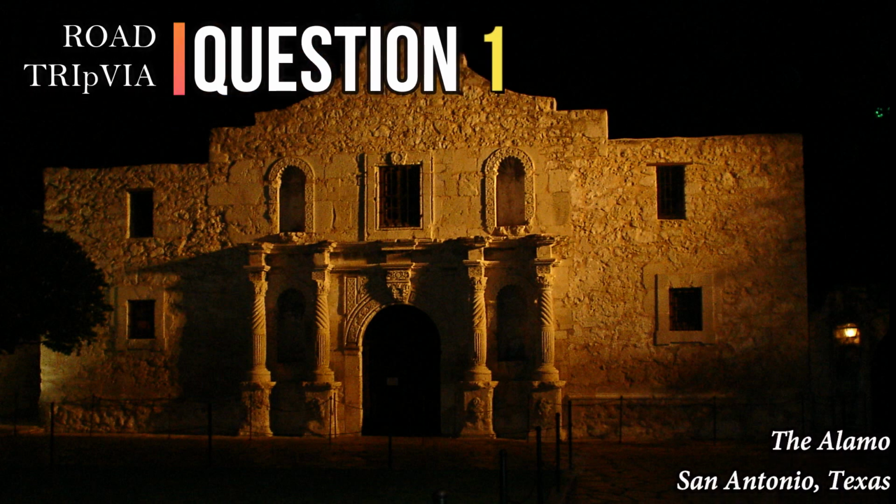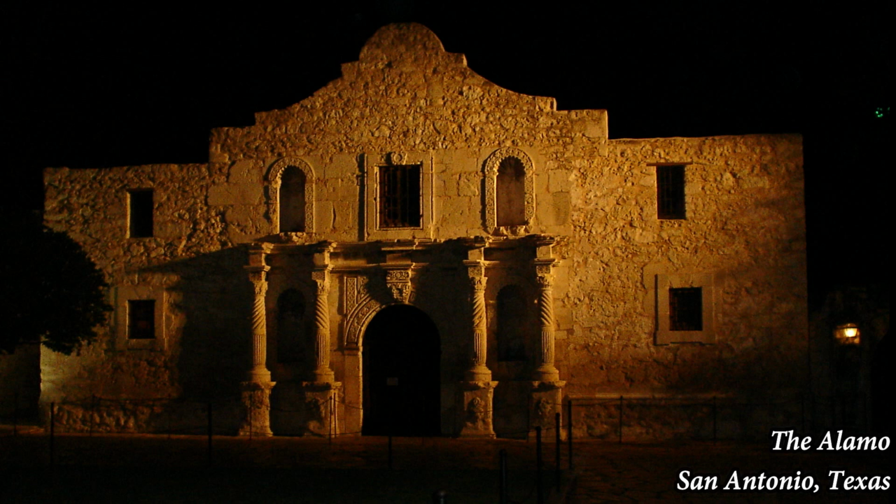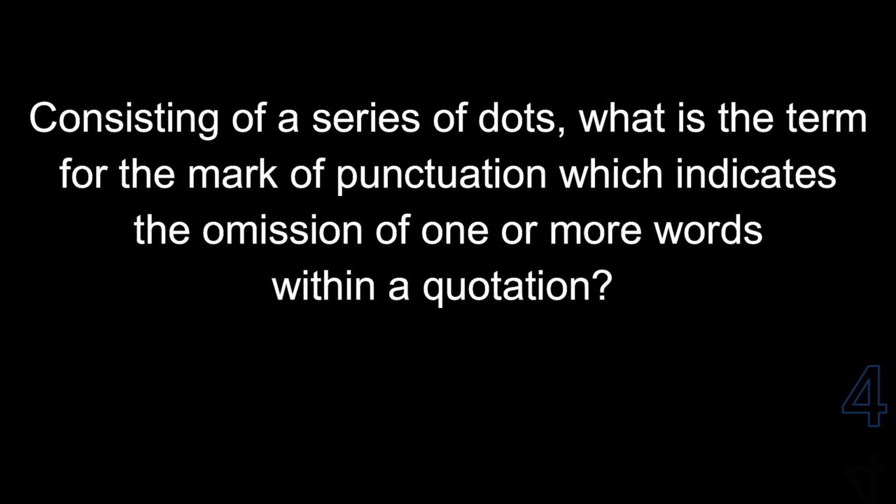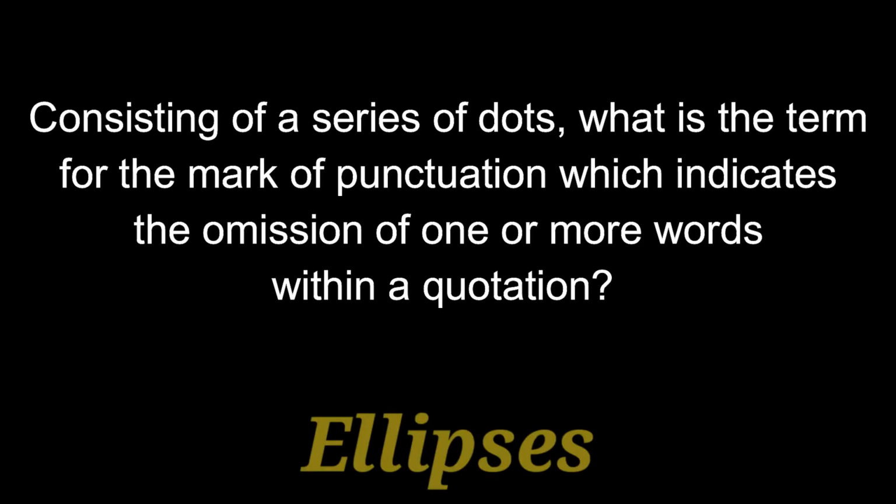Question 1. Consisting of a series of dots, what is the term for the mark of punctuation which indicates the omission of one or more words within a quotation? That punctuation is known as an ellipsis.